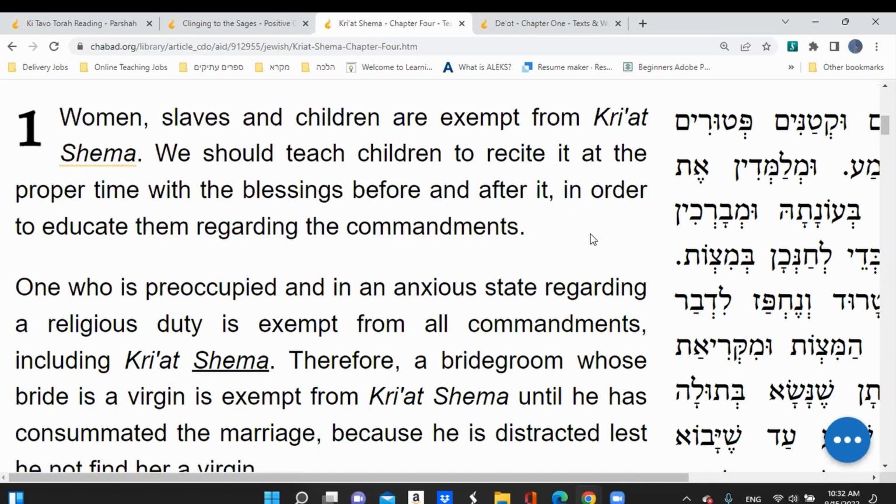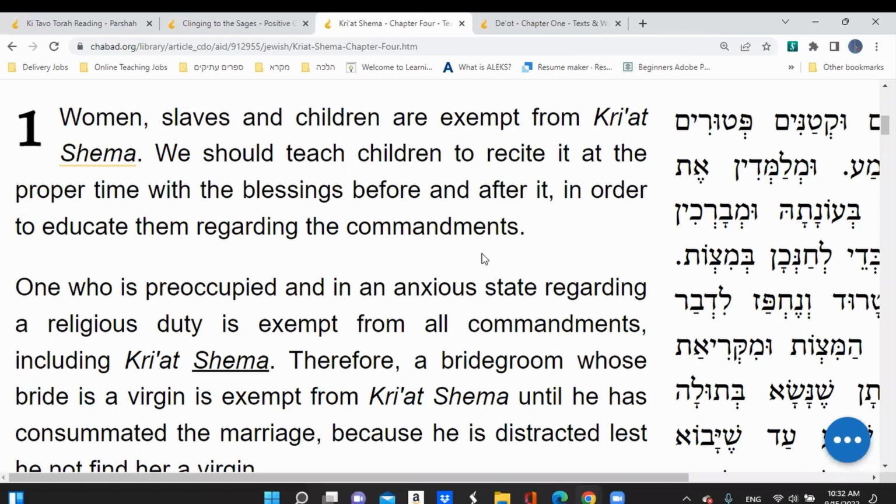Women, slaves, and children are exempt from the recitation of Shema. We should teach children to recite it at the proper time with the blessings before and after it, in order to educate them regarding the commandments.